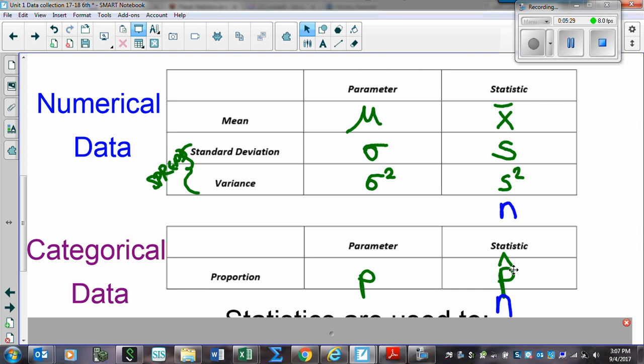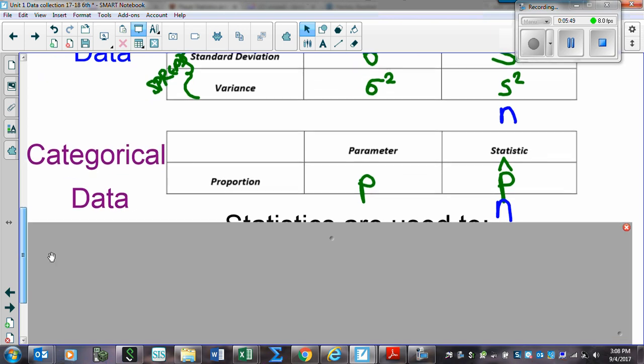And then if we took a sample and found the proportion of that sample, this would be the statistic, p with a little hat on top, which we call p hat. And then again, for our sample size, which we use for both numerical and categorical data, it is n.